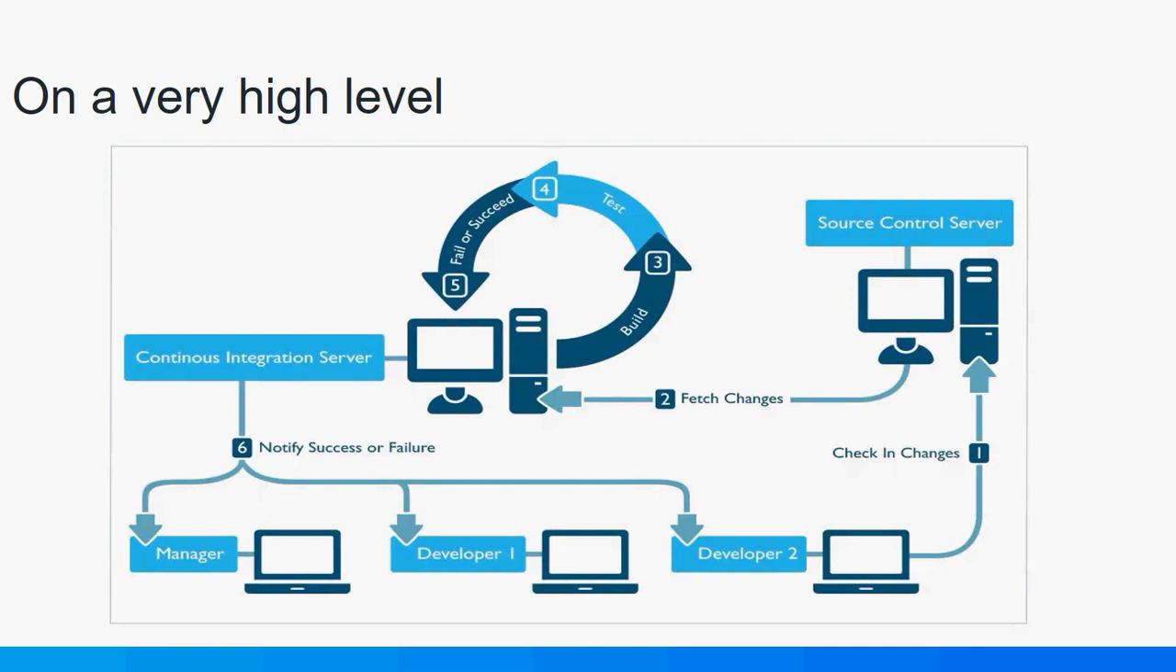Okay, so continuous integration on a very high level is basically this. We have developers writing the code and checking it into the source control server, and then the continuous integration server fetches the changes, builds, tests, and reports the failure or success. The notification of success or failure will be reported to the stakeholders as well as the developers. So this is on a very high level.